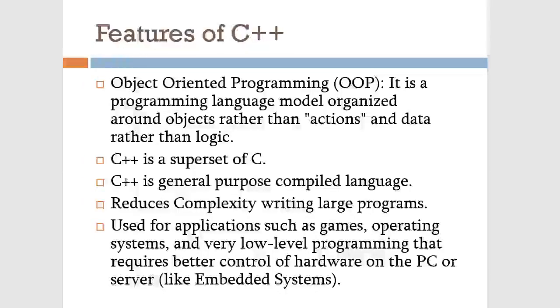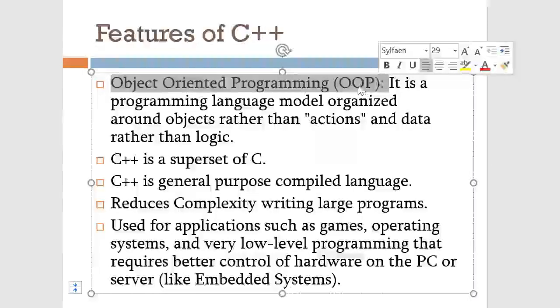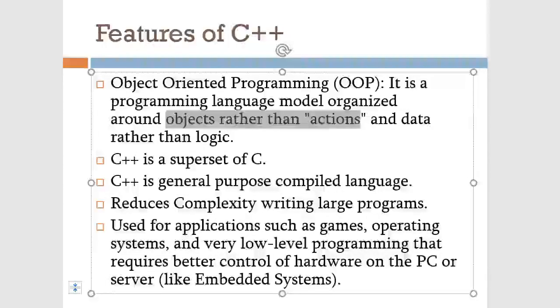Let's talk about some of the important features of C++ programming. First, C++ is an object-oriented programming language. So we often talk about object-oriented programming. That means the programming model, the language model, is organized around objects and data rather than actions and logic.